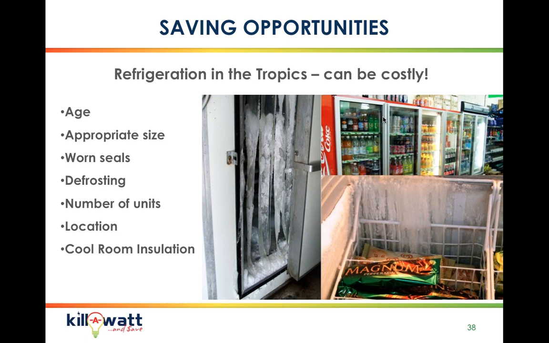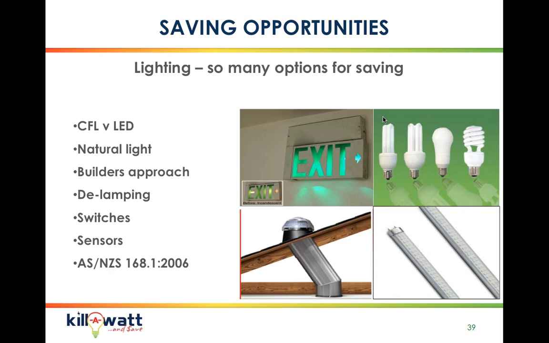Also consider the number of units. If you've got 5 fridges running doing the job where you can do it with 3, you're paying for that additional power, for the additional cubic area of those fridges to cool particular things down to a point. Location: keep them away from heat, and make sure that they're well insulated. And the same applies for cool rooms.